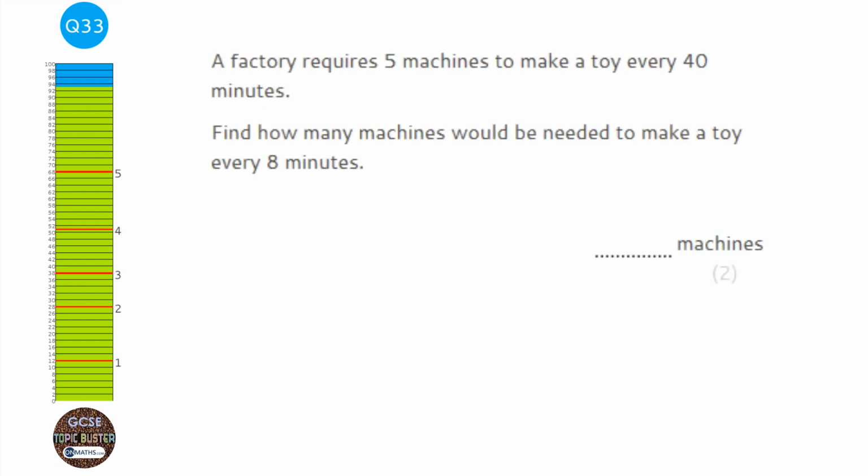Okay, so in this question, you might think that to get the answer to this, you do 40 divided by 5 to get to 8, so you divide that by 5 and you get one machine. The problem is that doesn't make any sense. If 5 machines take 40 minutes, that's almost an hour to make one toy, then what, one machine's going to do it in 8 minutes? It just doesn't make sense.